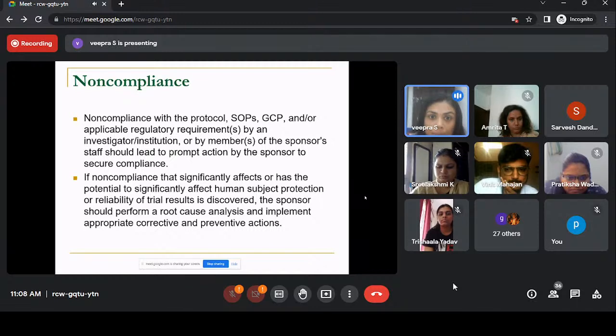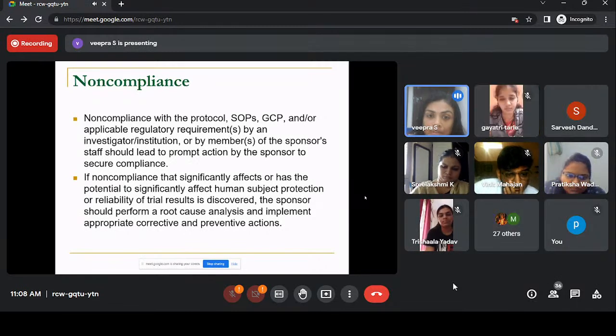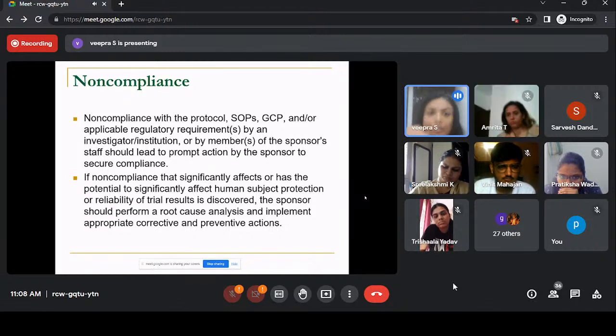Like if you did not run activities according to the protocol, if you did not follow your SOPs, or if you did not follow the GCP, or if you did not follow the regulatory rules, then we use the term non-compliance. It can happen during the clinical trial. If any non-compliance happens with a protocol, SOP, GCP, or any regulatory requirement, it may be because of the investigators, or any member of the investigators' or sponsor's team.